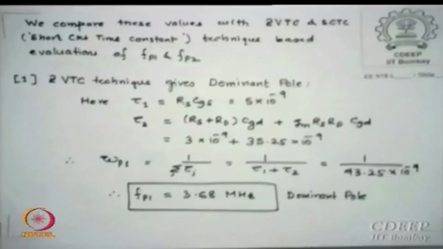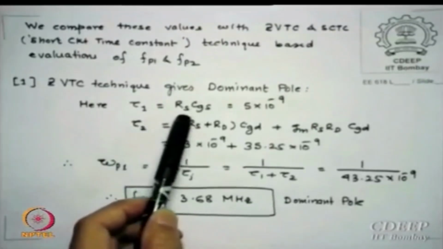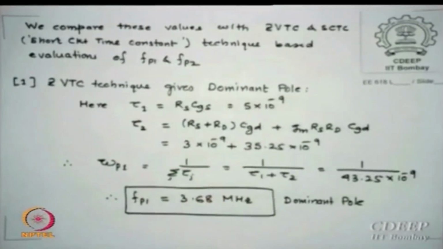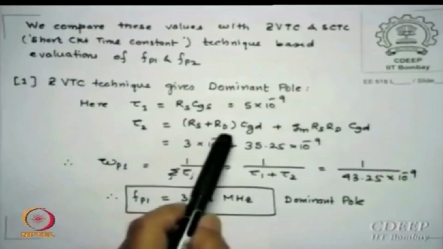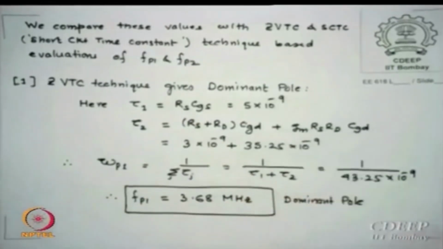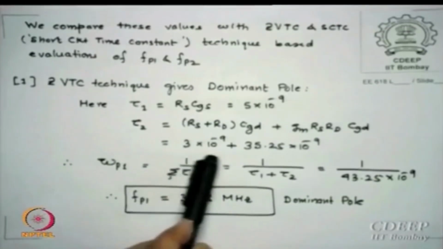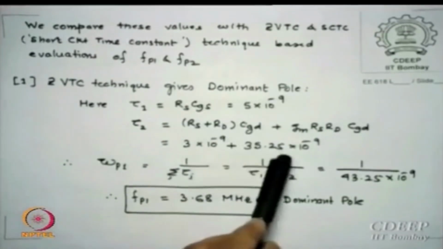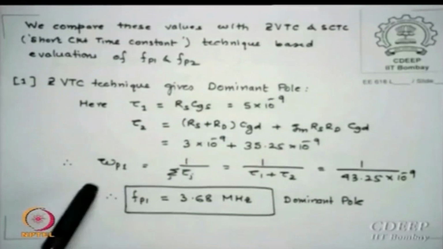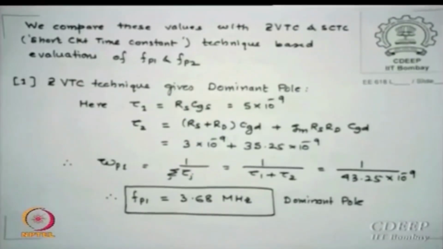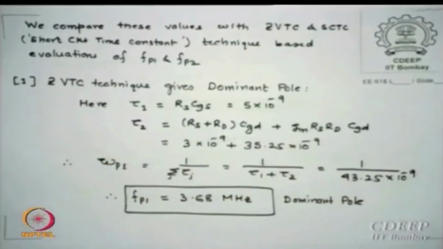If I use ZVTC, tau 1 is RS CGS, which when calculated is 5 into 10 to the power minus 9. Tau 2 is RS plus RD CGD plus GM RS RD CGD; that is why I had calculated those expressions, for easy substitution. So tau 2 becomes 3 into 10 to the power minus 9 plus 35.25 into 10 to the power minus 9. The dominant pole is 1 upon tau 1 plus tau 2. This comes to 3.68, the same, because this term is the same there.